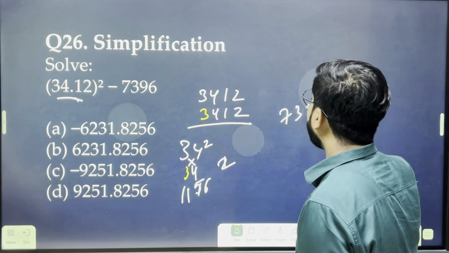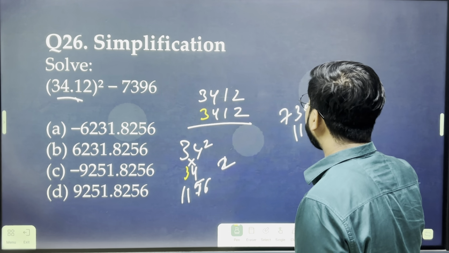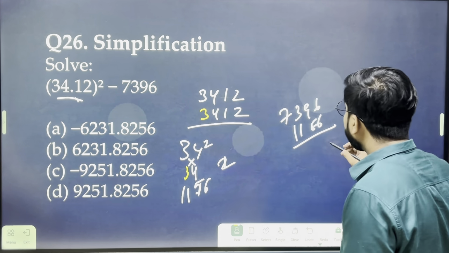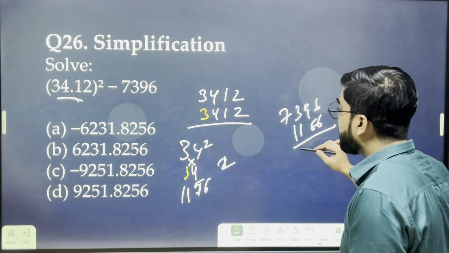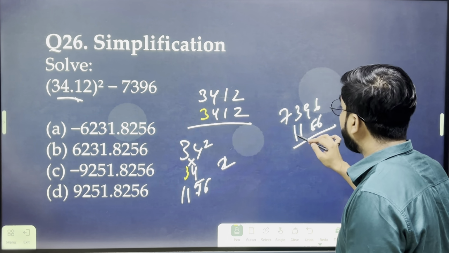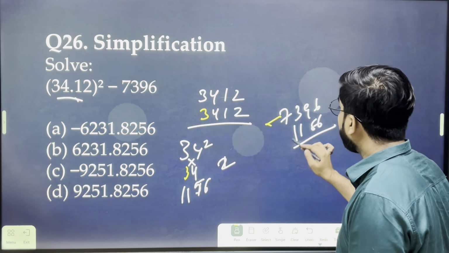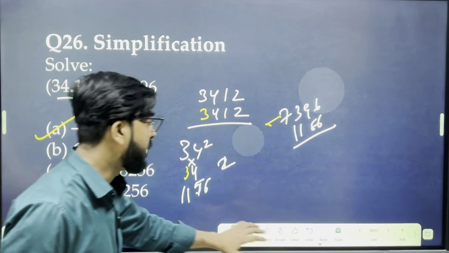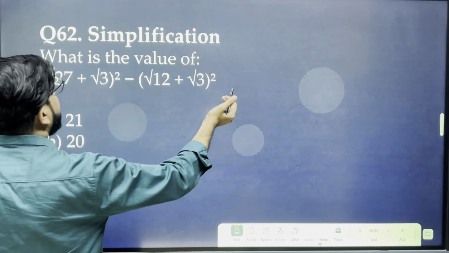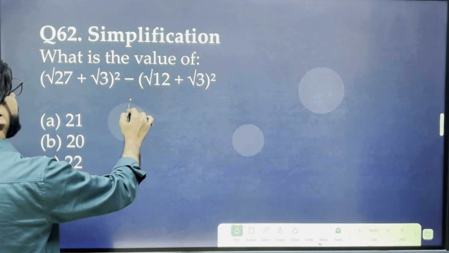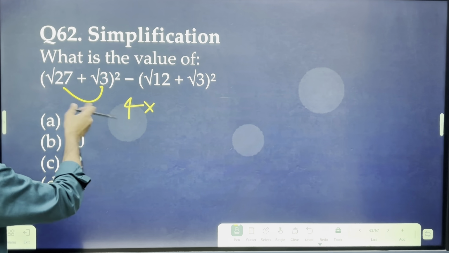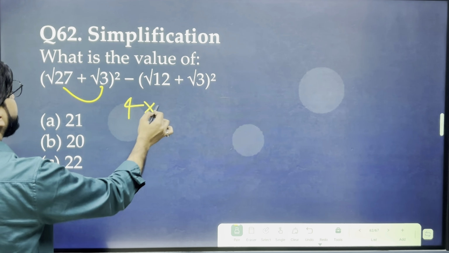So 7 3 9 6, 1156 means this should be more than that. But still, if we subtract, we'll be in the minus answer. 7 minus 1 6, almost here. So we don't need to solve that. a plus b whole square minus a minus b whole square, I have told you 4ab. So 4 into 27 into 3, 81, that is 9.